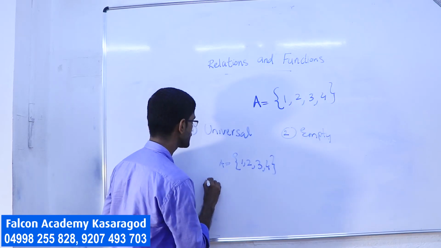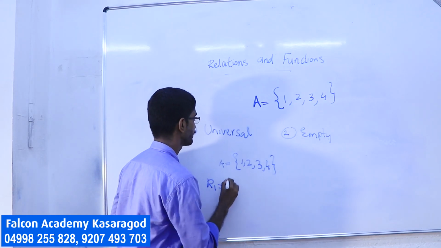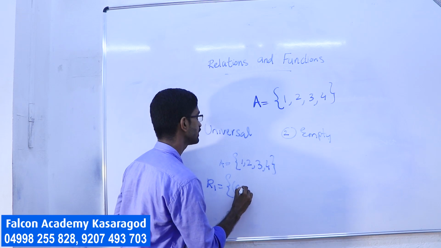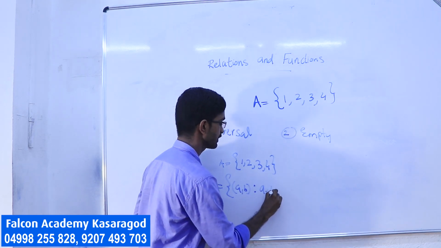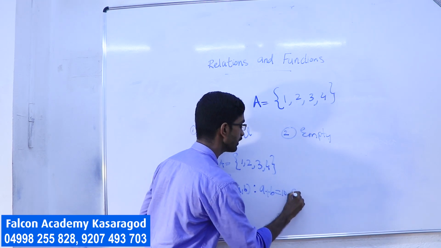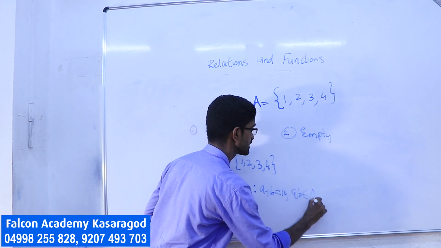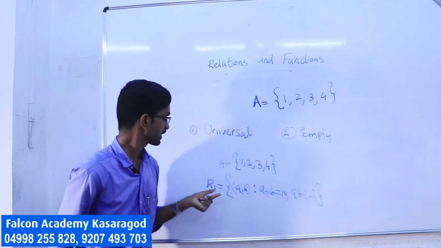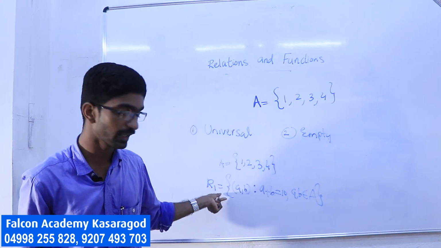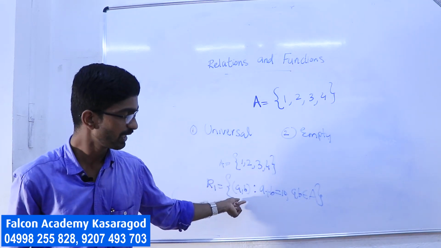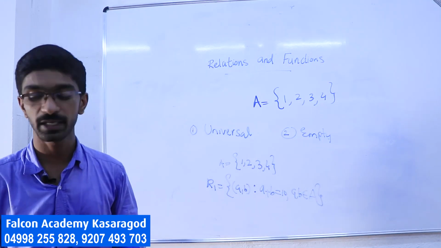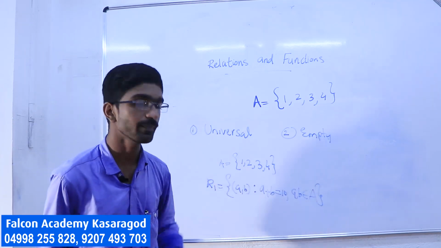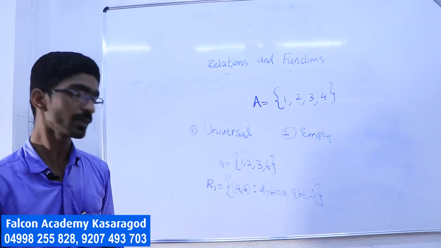സോ ഐ ക്യാൻ റൈറ്റ് R1 ആസ് സെറ്റ് ഓഫ് ഓൾ എ ബി സച്ച് ദാറ്റ് എ പ്ലസ് ബി ഈക്വൽ ടു 10, എ ബി ബിലോങ്സ് ടു ദ സെറ്റ് എ. അപ്പോൾ R1 എന്ന് പറയുന്ന ഒരു റിലേഷൻ ഡിഫൈൻ ചെയ്തിട്ടുണ്ട്, കളക്ഷൻ ഓഫ് എ ബി സച്ച് ദാറ്റ് എ പ്ലസ് ബി ഇസ് ഈക്വൽ ടു 10, എ ബി ബിലോങ്സ് ടു ദ സെറ്റ് എ. അപ്പോൾ ഇതിലേതൊക്കെ എലമെന്റ്സ് വരാൻ പറ്റും നമുക്ക് ആലോചിക്കാം.